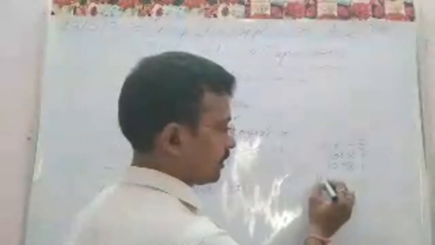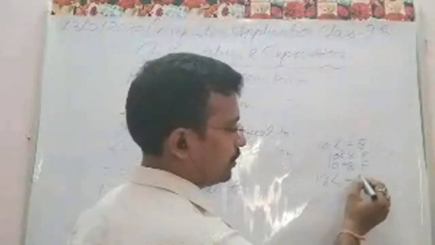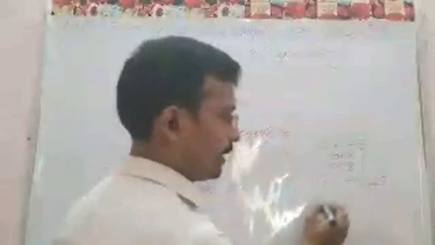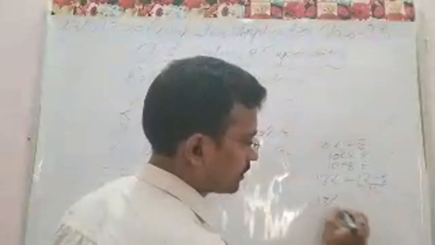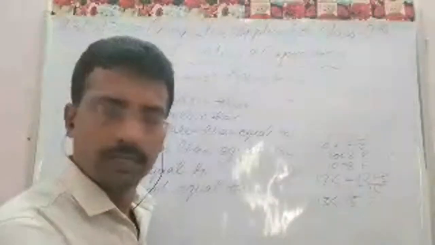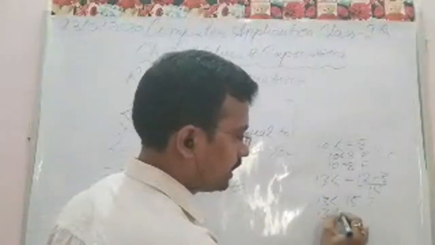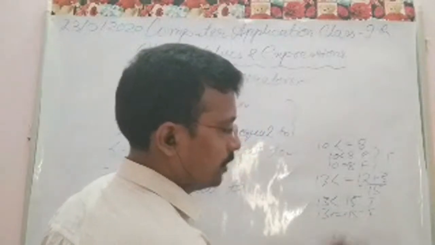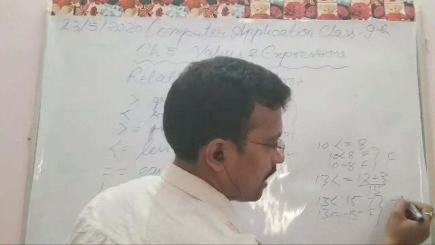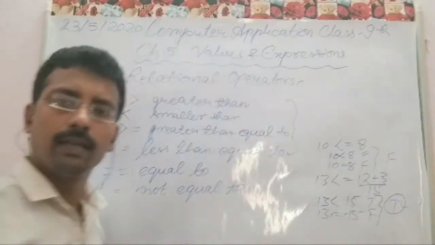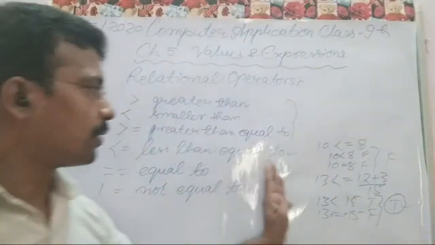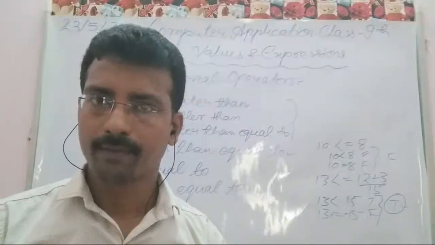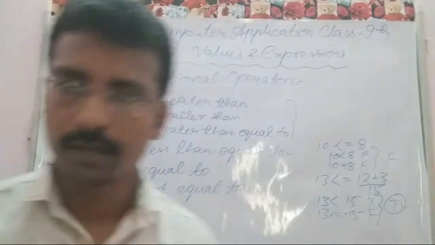Clear? Suppose I take 13 is smaller than equal to 12 plus 3. We will solve the mathematical part first, which means 15. Now you compare. First it will be compared, 13 is smaller than 15. The answer is true. So the second operation, if 13 is compared as equal to 15, gives false. So both aggregately produce true. This is how your less than equal to operator works. How clear? Both operators? Good.